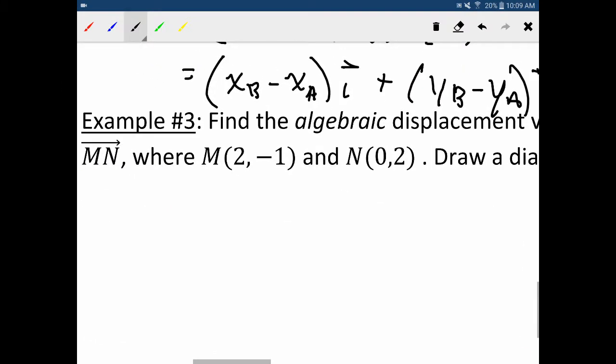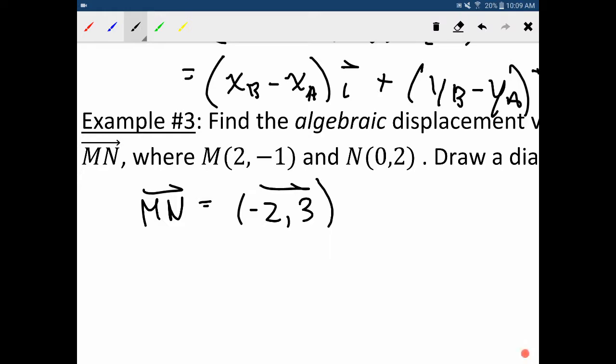So this one here, MN, can be written as either (-2, 3), because I subtract 0 minus 2, and then 2 minus -1, or I could write that as -2i plus 3j.